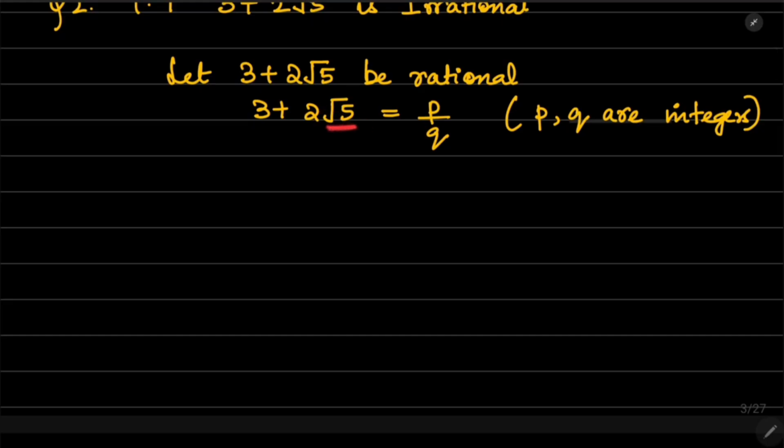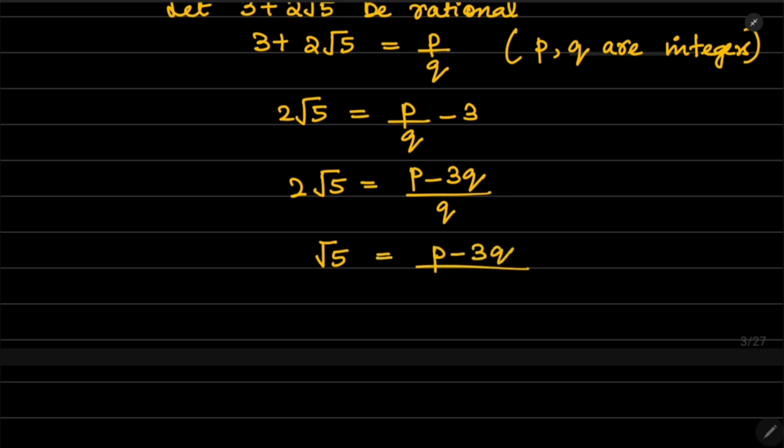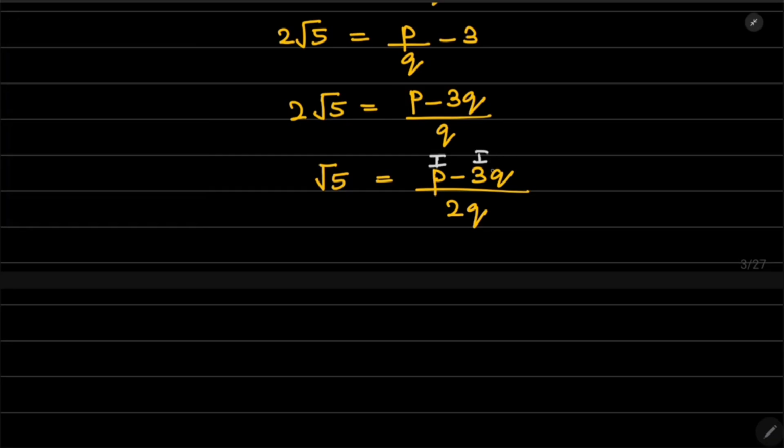Now, let's separate out the term which is irrational. Okay, so 2 root 5 will be equal to p by q. 3 will go to the other side, it will become minus 3. So take the LCM, you will have q, p minus 3q in the numerator. So this is 2 root 5. So root 5 is equal to p minus 3q divided by 2, where the 2 will go to the denominator, so 2q, right? So here what you see is, this is an integer, this is an integer, right?